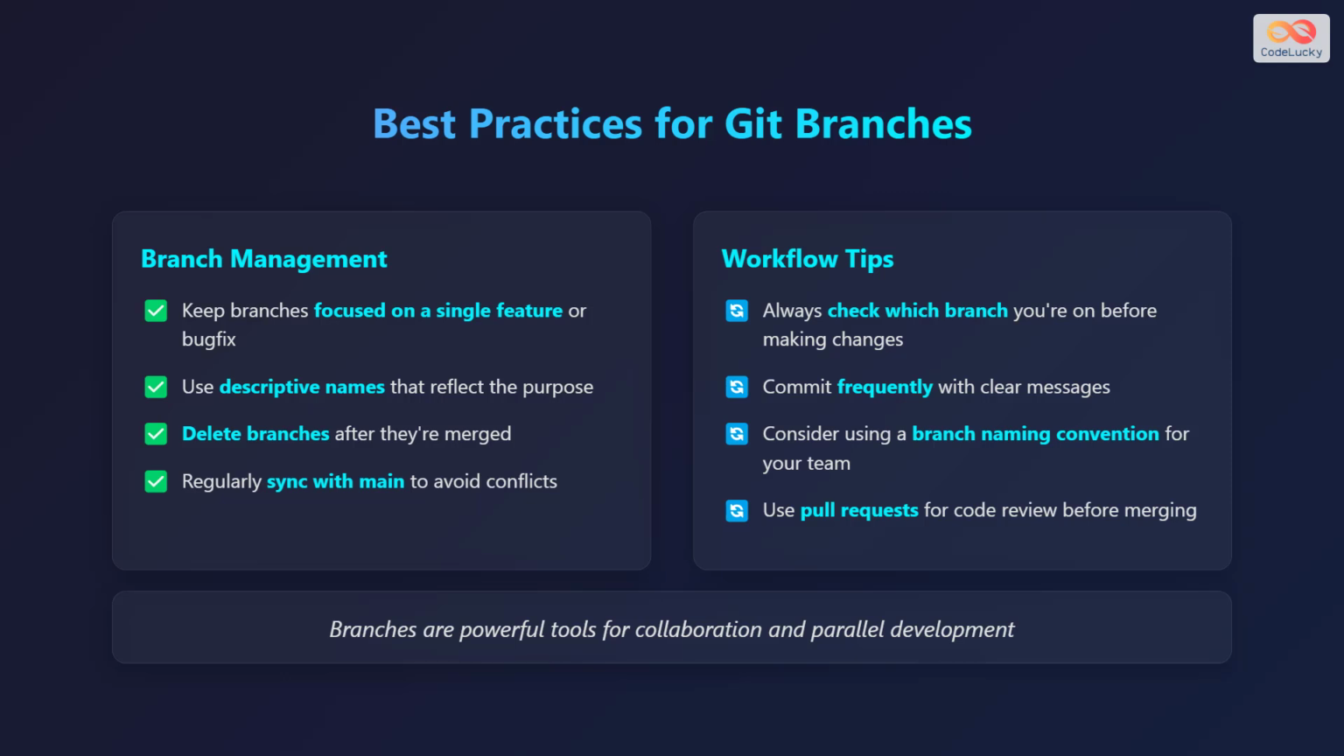Here are some workflow tips to keep in mind. Always double-check which branch you're on before making changes to avoid accidental commits to the wrong branch. Commit frequently with clear and concise messages to track your changes effectively. Consider using a branch naming convention for your team to maintain consistency. And use pull requests for code review before merging to ensure code quality. Branches are indeed powerful tools for collaboration and parallel development.